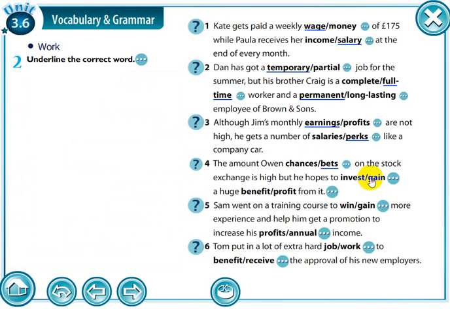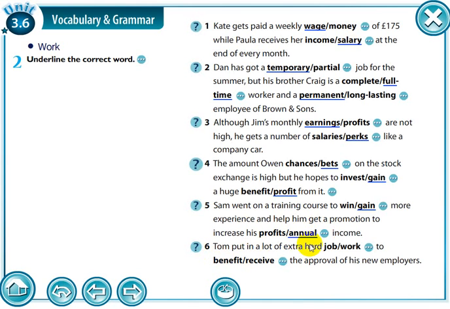Hopes to invest will gain a huge benefit or profit from it. Of course, it is profit when you buy something and sell it later for a larger amount, so you get a profit. Sam went on a training course to win or gain more experience. Of course, it's gain more experience, and help him get a promotion to increase his income. So income is something annual, so it is annual income.